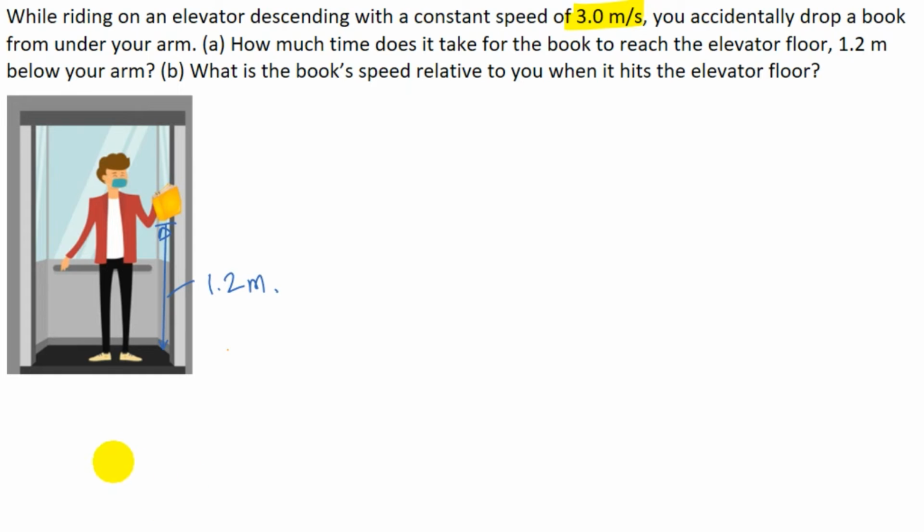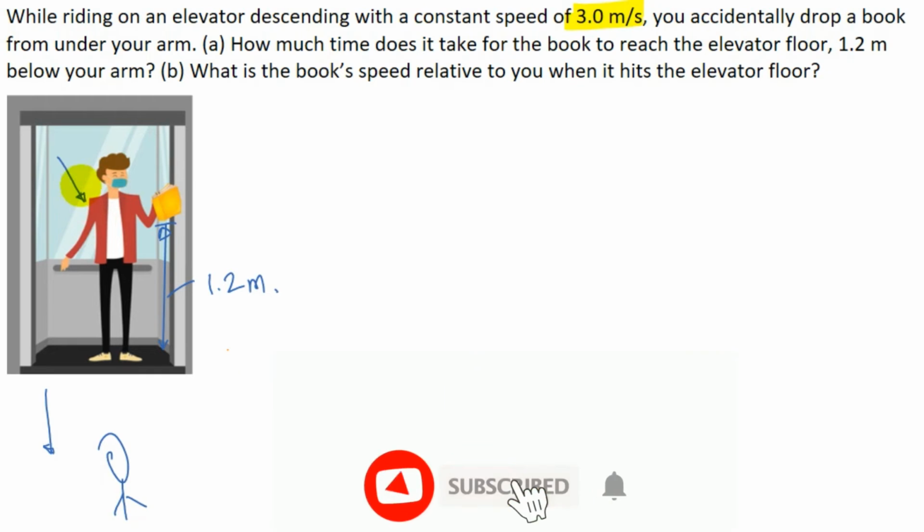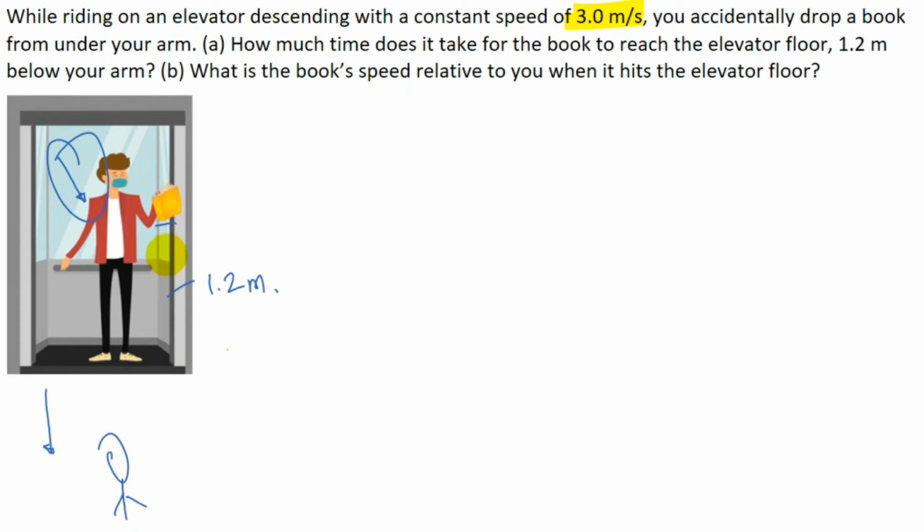Now suppose a person is watching this motion from outside the elevator, so he'll see that the elevator and you and all the stuff in the elevator is moving with a velocity of 3 meters per second in the downward direction. But if you see the motion from your point of view, then you will see that the elevator is at rest, and when you dropped this book, the book was at rest.